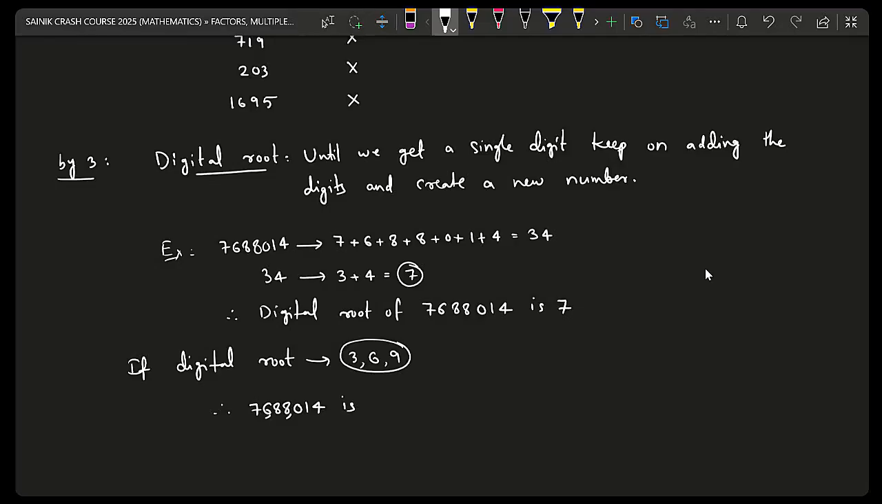Is 76,88,004 divisible by 3 or not divisible by 3? It is not divisible by 3. Let's take one more example.